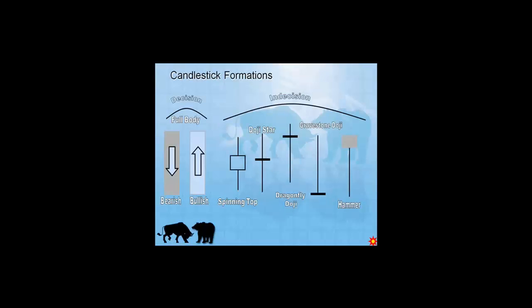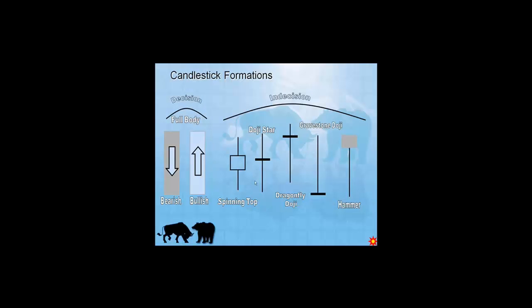Then there's decision candles and indecision candles. A decision candle is one where the market has a clear direction of where it wants to go. For example, here it's clearly going up. It has very little wick. The combination of the wicks, the top wick and the bottom wick, has to be smaller than the body. For example, this would be a clear decision. The market is saying, I want to go up. Here the market's telling me, I want to go down. It's a bearish candle. This is a bullish candle.